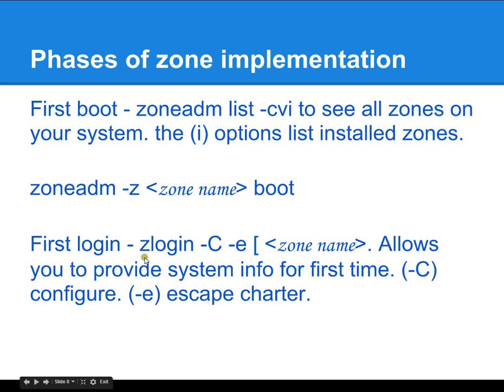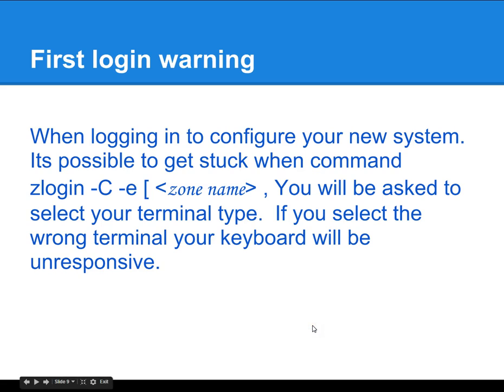So at any rate, you would type zlogin -C for console, capital C, and lowercase e to define your escape character, and in this case it's a bracket, and then we would type app1. So that's zlogin -C -e, we type a bracket, you can use any escape character you want, and then app1. And again, you've already configured the zone itself, but this is going to allow you to make selections for the operating system.